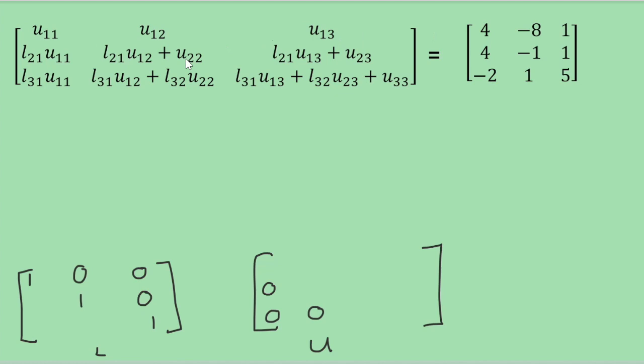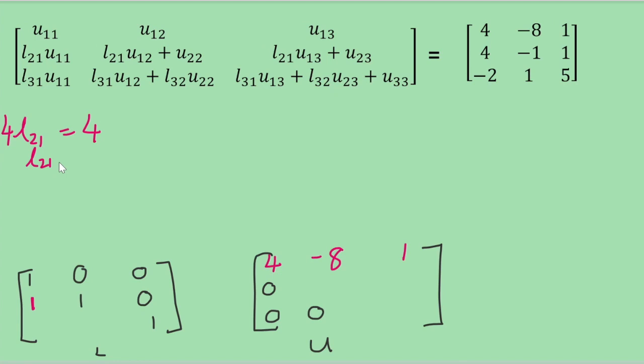So in this case, U11 would be 4. U12 is negative 8, and U13 would be 1. Next, L21 multiplied by U11, so L21 and U11 is 4, equals 4, which means L21 would be 1.